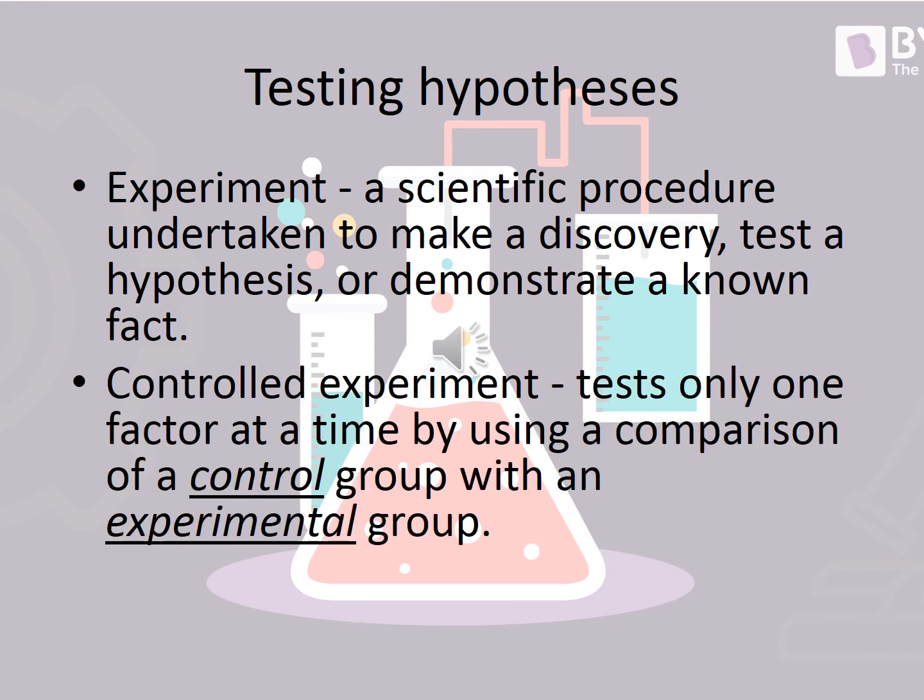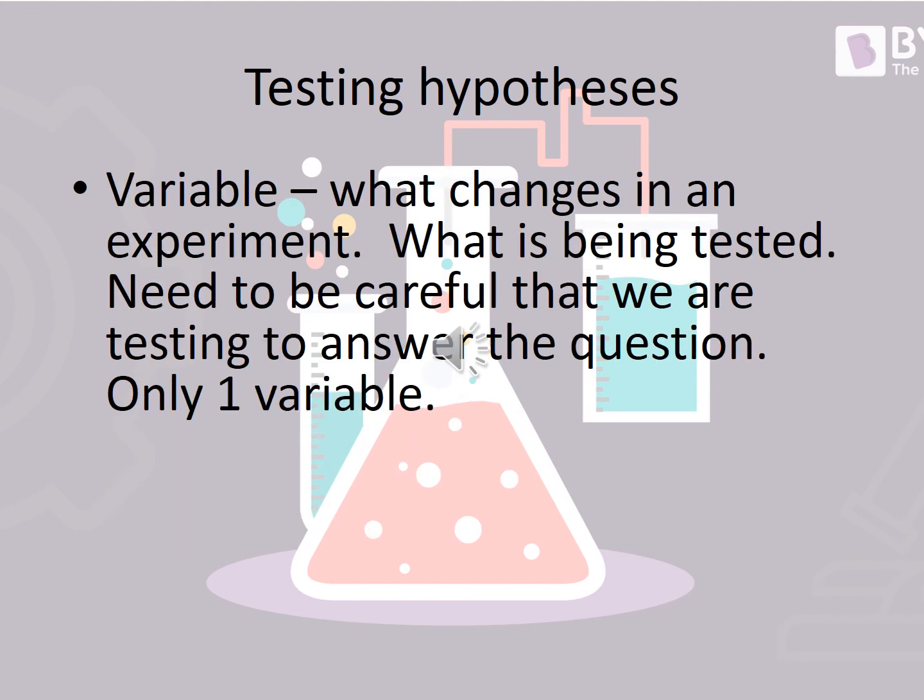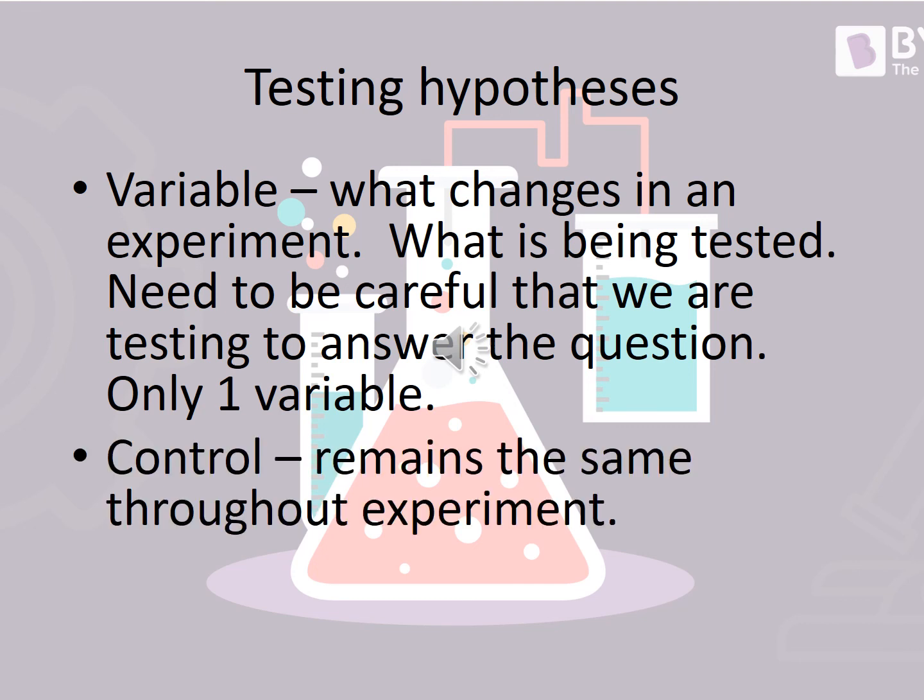A controlled experiment tests only one factor at a time by using a comparison of a control group versus the experimental group. The variable is the thing that we are testing in an experiment. It is the thing that actually changes. We need to be careful that we are only testing one thing at a time. There should only be one question that is being asked through an experiment. The control is everything that remains the same. So anything that is not part of the variable should be controlled throughout an experiment.